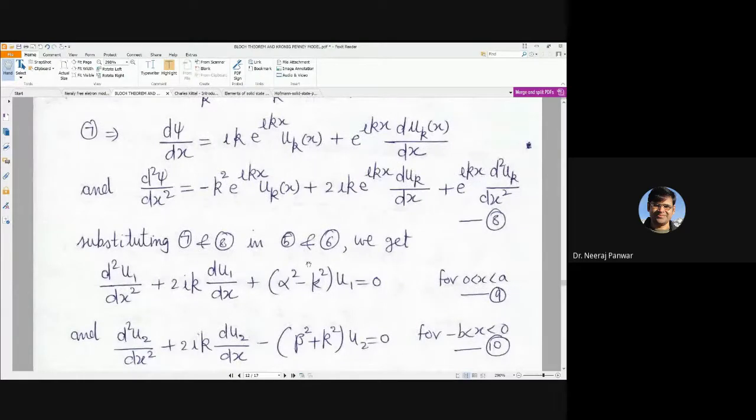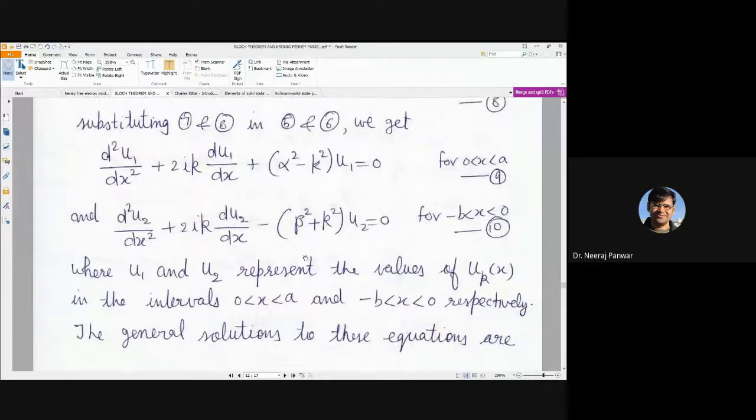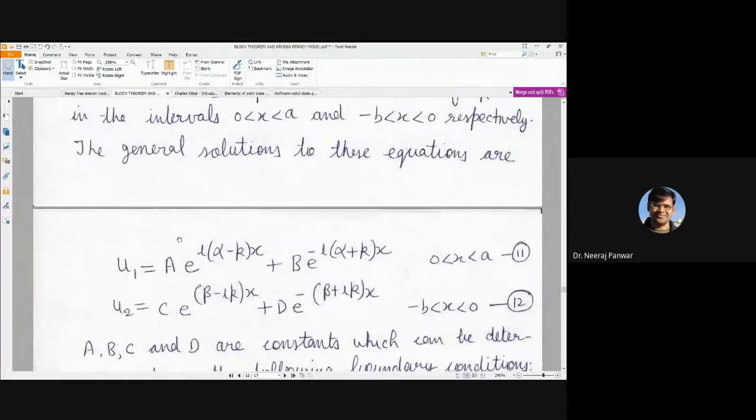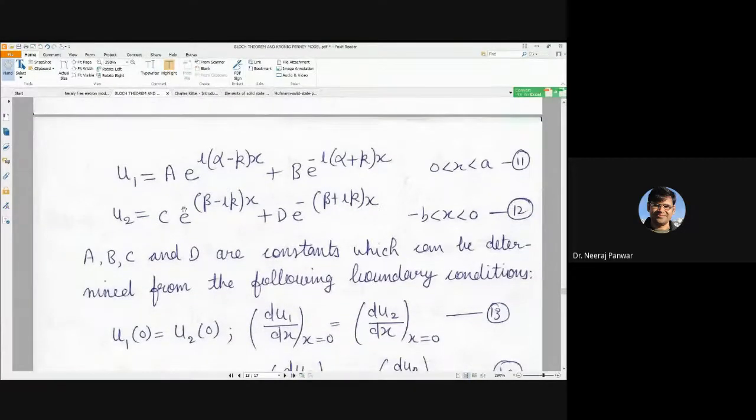So when we substitute, we get these equations: d2 u1 upon dx squared plus 2ik du1 upon dx plus (alpha squared minus k squared) u1 is equal to 0, and the second equation would be like this. u1 and u2 represent the values of u(kx) in the intervals between 0 and a and minus b and 0. These are two second order differential equations whose solutions will be given by u1 is equal to A e to the power i(alpha minus k)x plus B e to the power minus i(alpha plus k)x, and similarly the solution for u2. A, B, C, D are constants which can be determined from the following conditions.